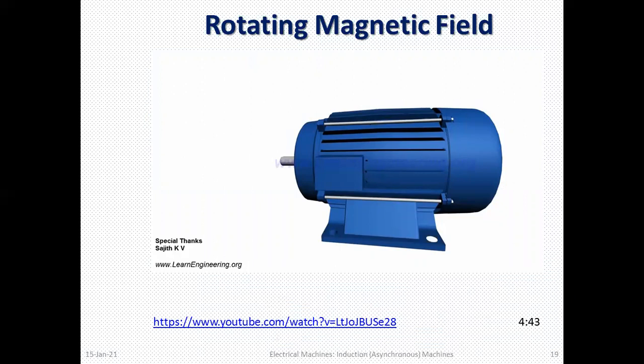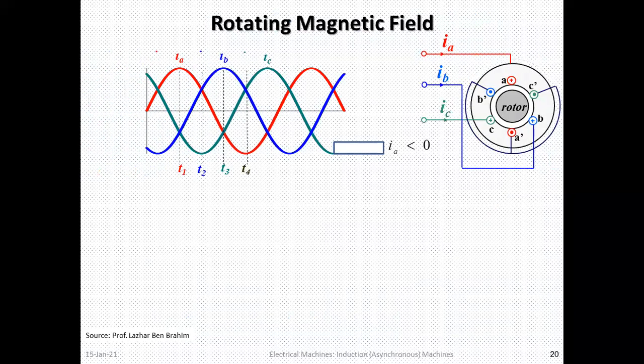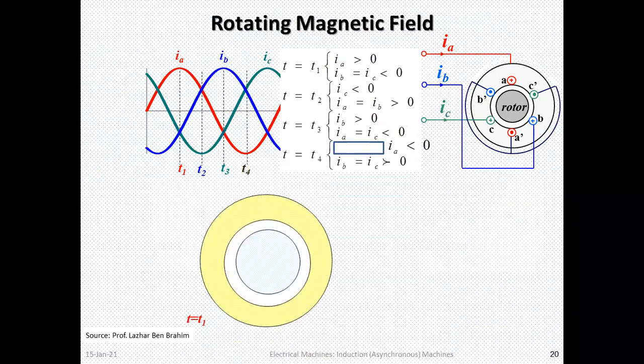You can also visit this link and see how the rotating magnetic fields rotate, and its animation is shown on this diagram. You can visit this diagram also. This is a very good video to understand the rotating magnetic field. A physical view is given here. So let us see what the meaning of rotating magnetic field is.